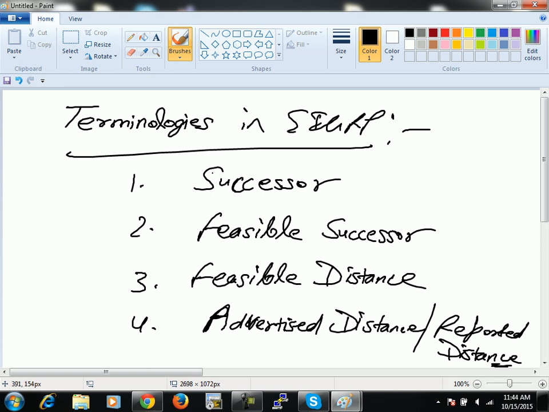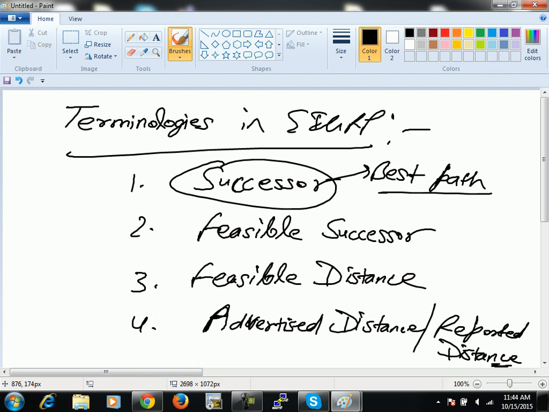Successor is like the best path. In EIGRP, the best path will be known as successor, or we will call that path a successor. So a best path will always be known as successor. Feasible successor, kind of backup path.